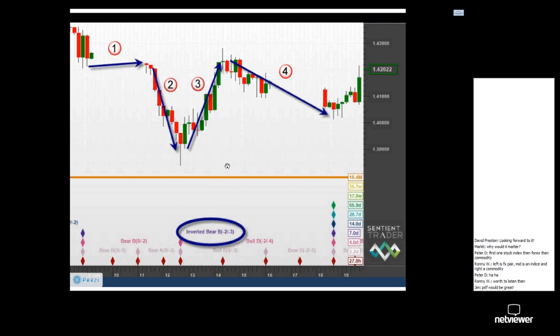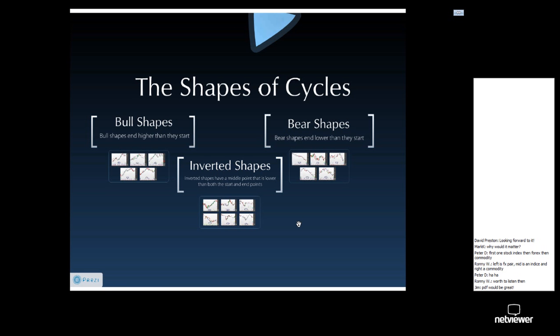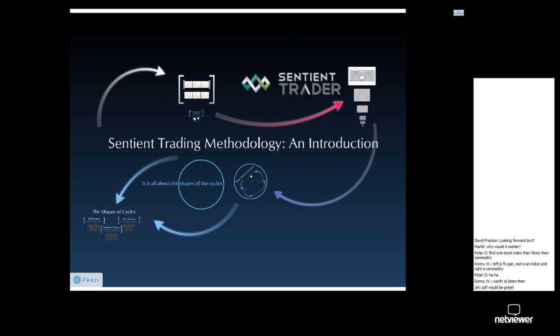So here are the inverted shapes. There are 6 of them. Again, it's not the kind of thing where you need to sweat the details and study all the different shapes and be able to identify them. I'm not going to have a flash quiz at the end and say what shape is that. It's not very important. I can pretty much do it, but sometimes I get them wrong. There are 6 inverted shapes: 3 inverted bulls and 3 inverted bears. And they are usually very rare. Those are the shapes of the cycles.